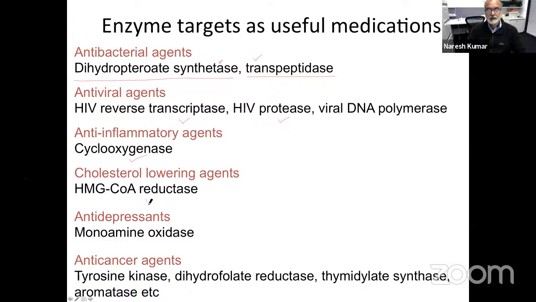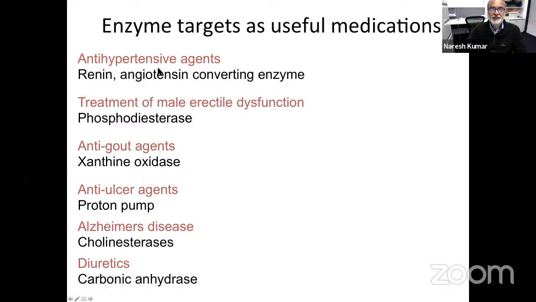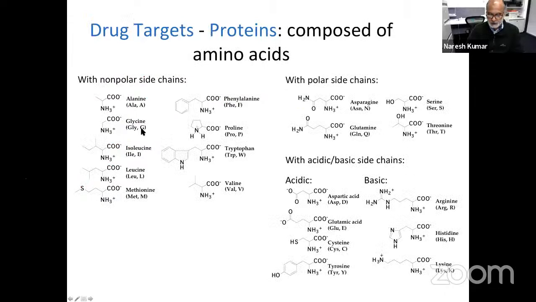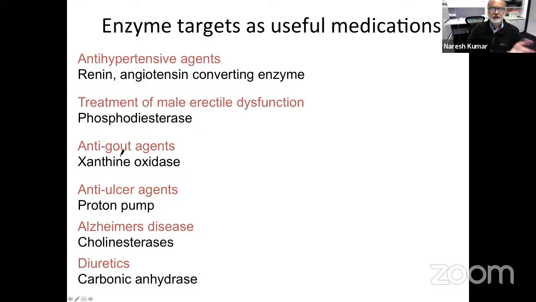In antidepressants, there is monoamine oxidase involved. And then there are many enzymes involved in anti-cancer drugs that are used. There are a lot of enzymes used there. Antihypertension, people with hypertension, there are enzymes involved there as well. There are many different, anti-gout, anti-ulcer, Alzheimer's disease, diuretics. These are the names of enzymes that are involved in these drugs. So many drugs target enzymes. That's the point I'm trying to get across. And that's the most common way the drugs show their effect.